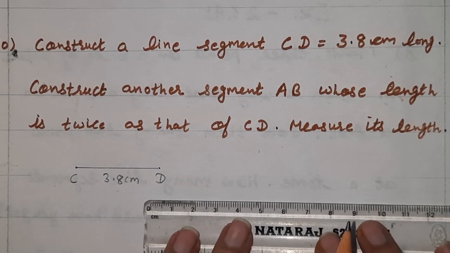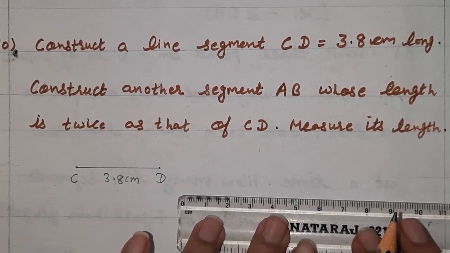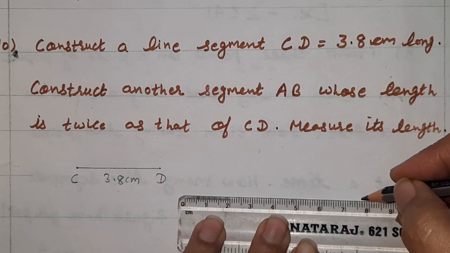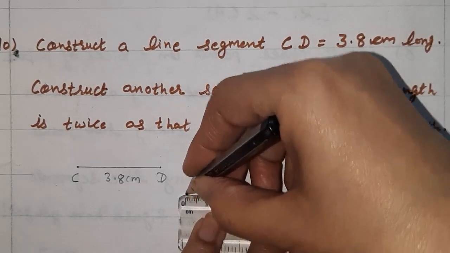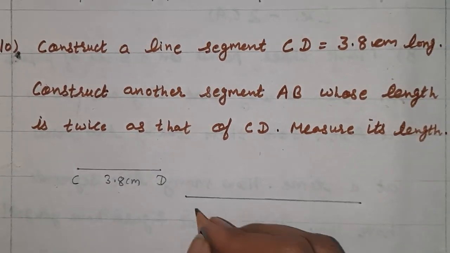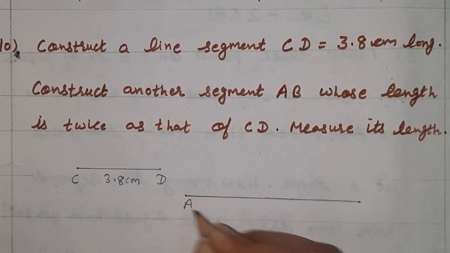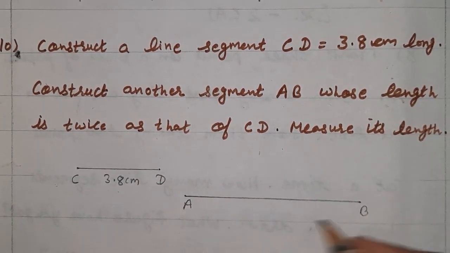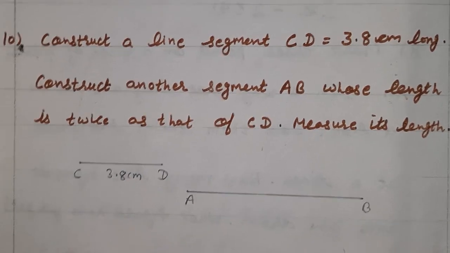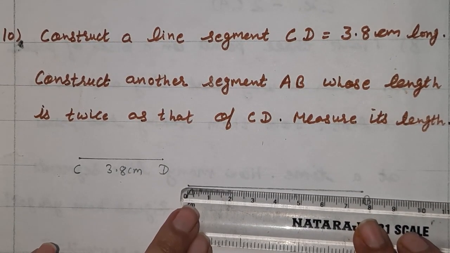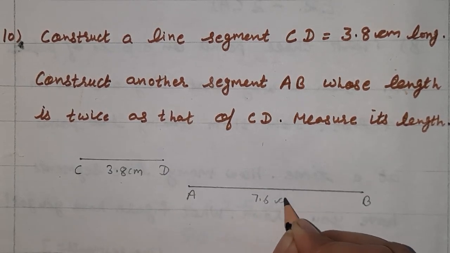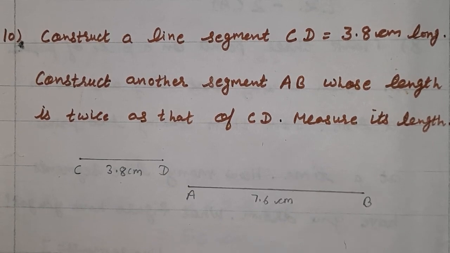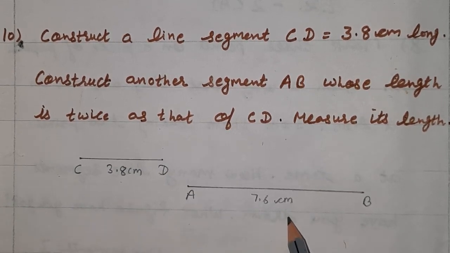Now we will draw another line segment whose length is twice, 7.6. Name is given to us AB. It is double of CD and it is asked now measure it. Measure it. 7.6. This measurement we have to write down because it is double of CD, but what is its length? 7.6 centimeter.